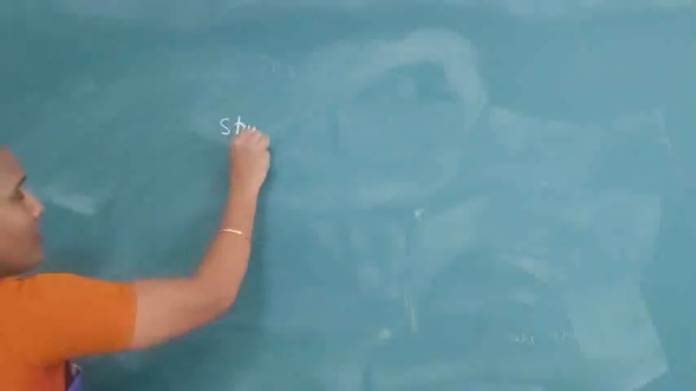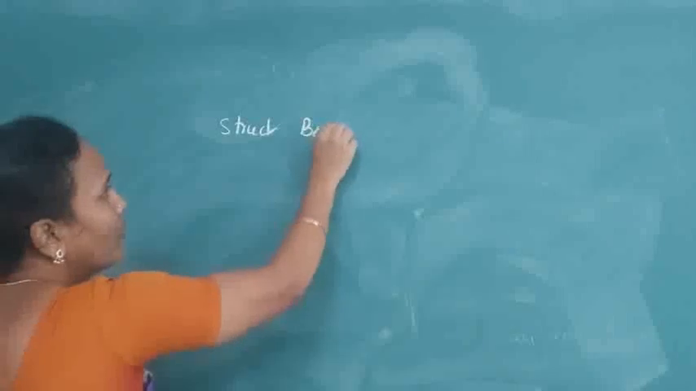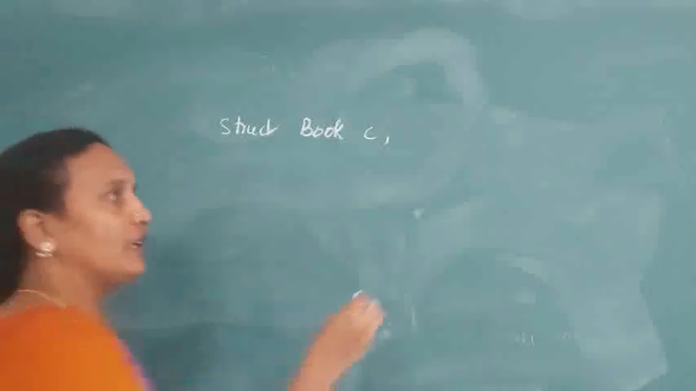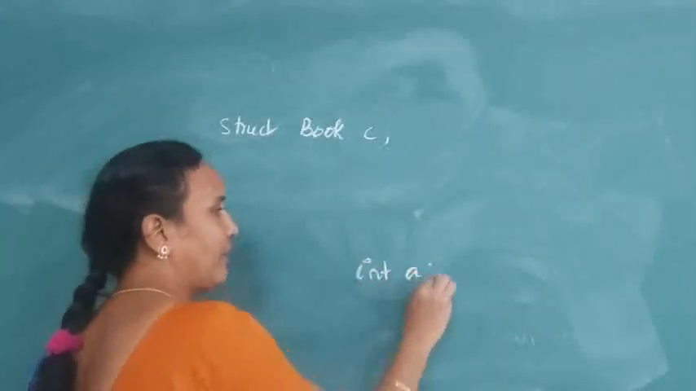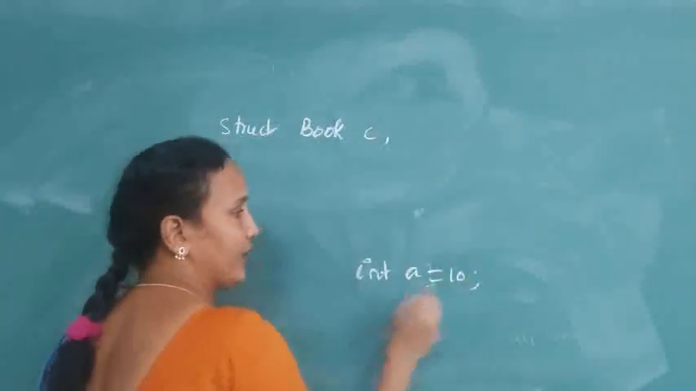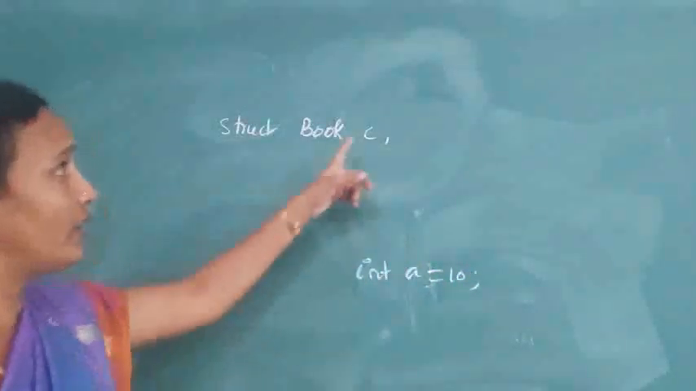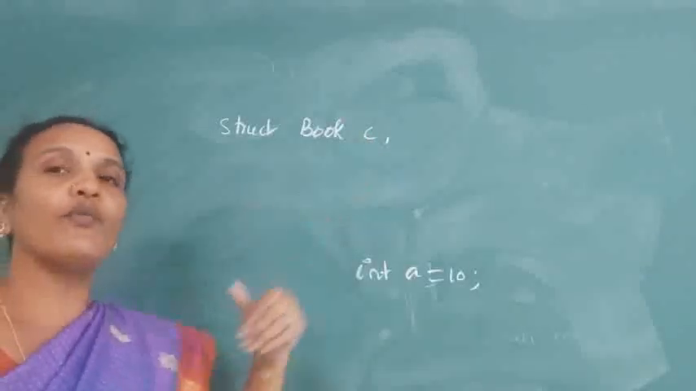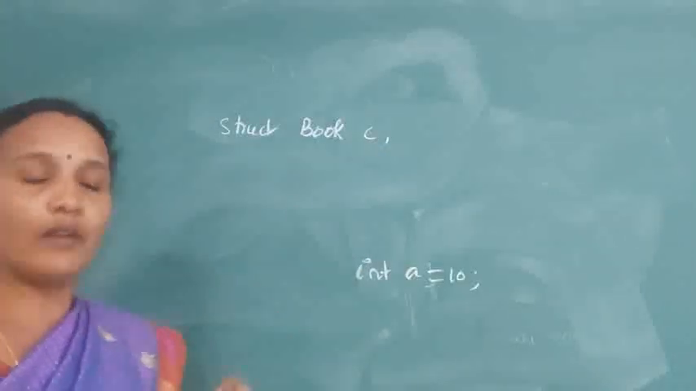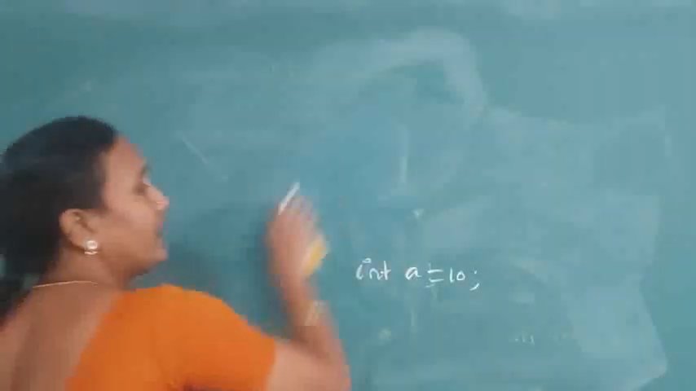Structure variable initialization. For example, struct book c; this is the structure variable. If it is an example like int a, it is a declaration. int a equals 10 is initialization. So here we are just declaring. We need to give values to this structure variable. Those values can be given in two ways. A structure variable can be initialized in two ways.